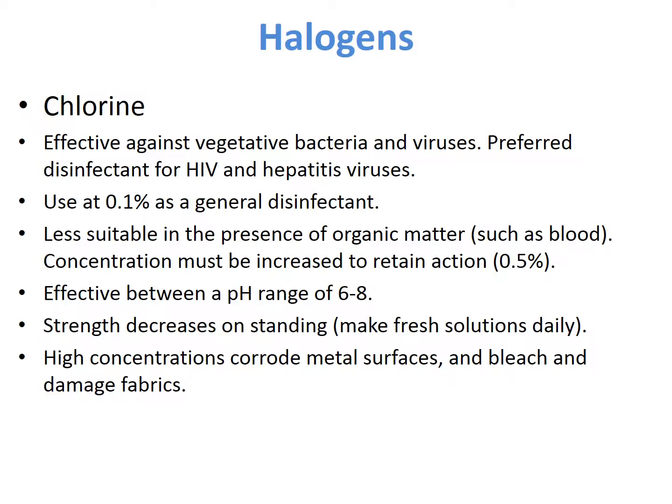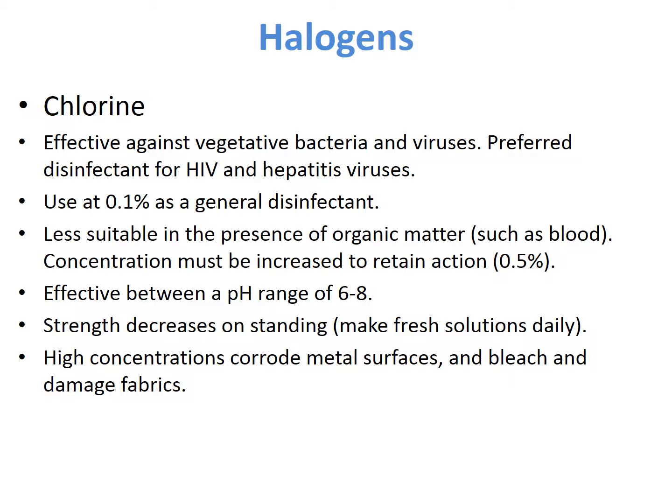Chlorine is effective against vegetative bacteria and viruses. Chlorine bleach is the preferred disinfectant for HIV and hepatitis contaminated surfaces. As a general disinfectant, chlorine bleach is used at a 0.1% concentration. However, in the presence of organic matter, such as if you're cleaning up a blood spill or vomit or something else, you have to increase the concentration of bleach to retain its action. The concentration that's often used is 0.5%.